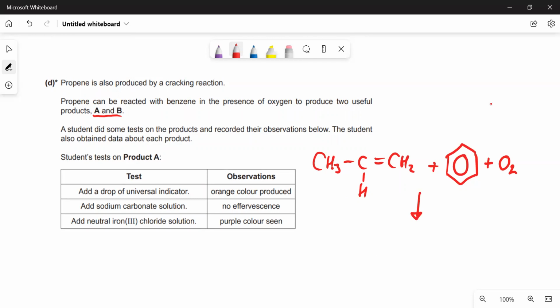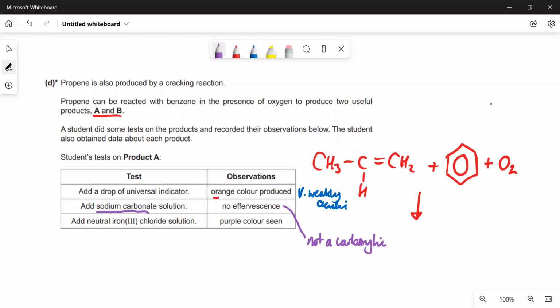Right, so on product A, you add a bit of universal indicator and you get an orange color. Now that's telling us that it is very weakly acidic. It doesn't react with sodium carbonate though. So that is telling us that it is very, very weakly acidic. It is not a carboxylic acid. It's not sufficiently acidic to be able to react with sodium carbonate. So that means it can't be a carboxylic acid.